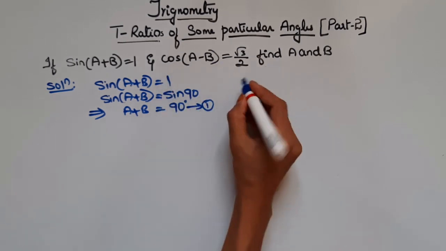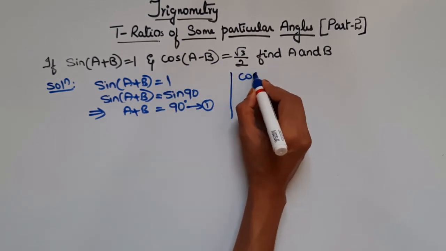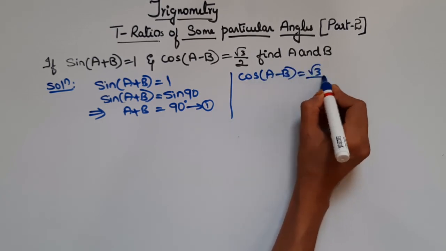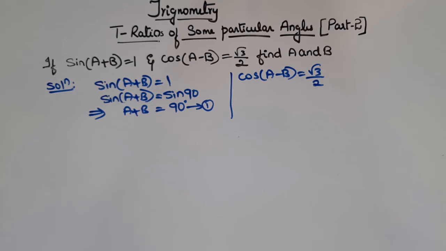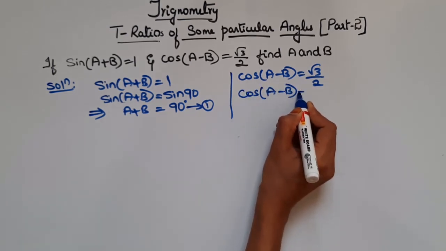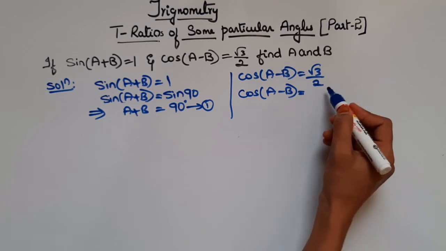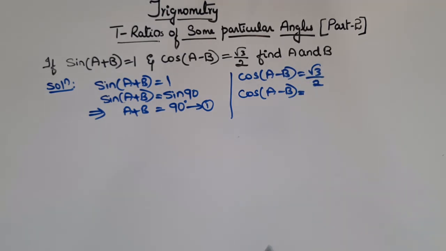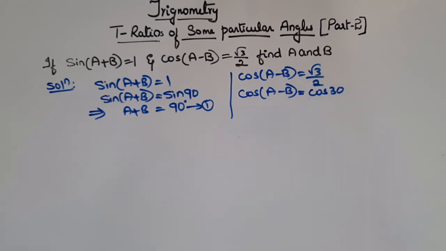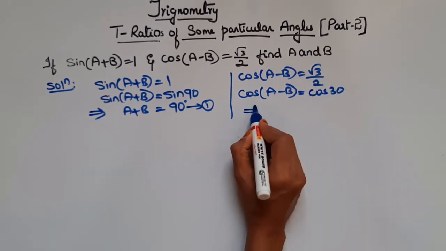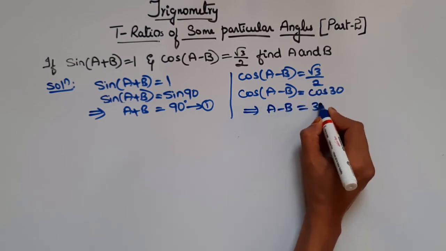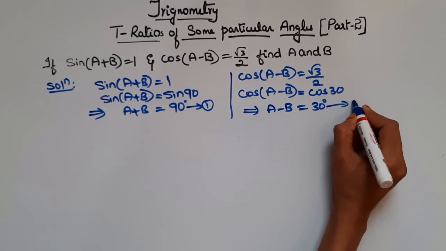Similarly, let's take the second equation. Here we have cos of a minus b is equal to root 3 by 2, right? So cos of a minus b is equal to, what angle of cos will give you root 3 by 2? We know cos 30 is root 3 by 2. Agreed? Which implies a minus b is equal to 30 degree. Now let's take this equation as 2.